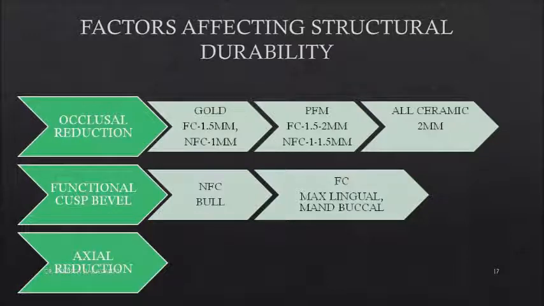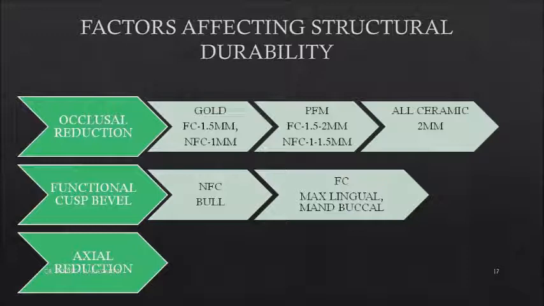So what do we mean by functional cusp? They are the part of the occlusal morphology, or the part of the tooth, that is subjected to maximum occlusal load. So it is necessary that the restorative material in this area should be of adequate bulk.